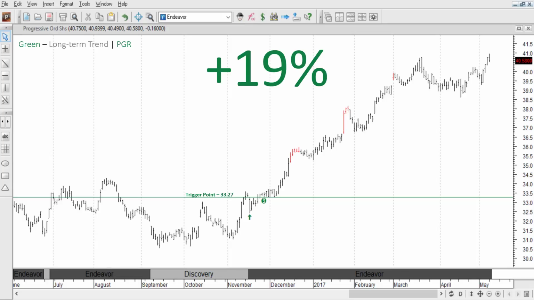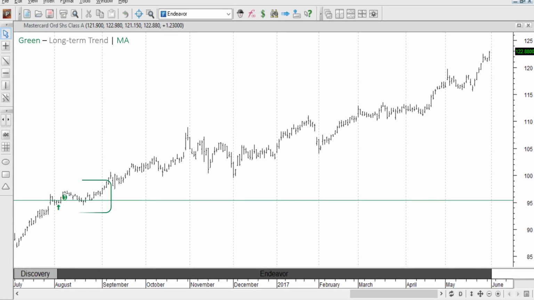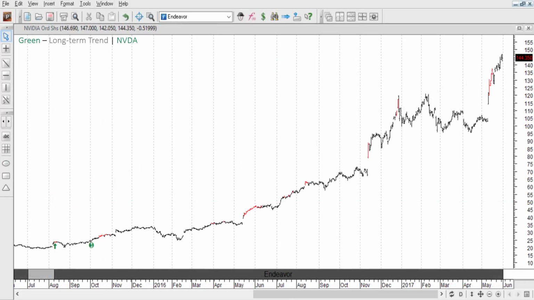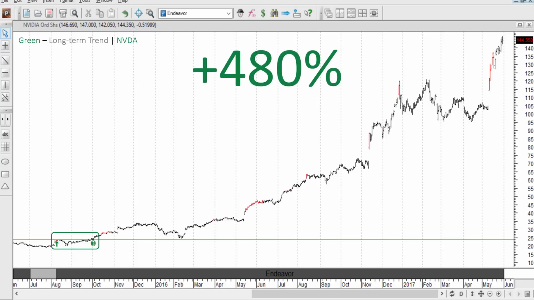In fact, since we're talking about what green signals can do, remember MasterCard? It was the example of what can happen when price enters the Endeavor category. Well, it had a green signal as soon as price entered Endeavor, and once it was confirmed, that's when price made over 24%, making new all-time highs. And we can't forget about the NVIDIA example. It had a green signal too. Now, granted, it took a while to be confirmed, but once it was, that's when price moved up over 480%.